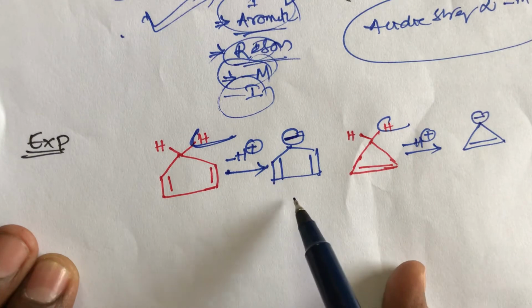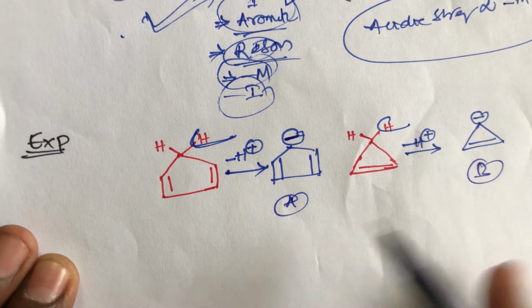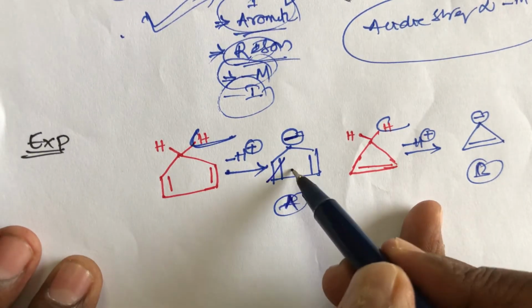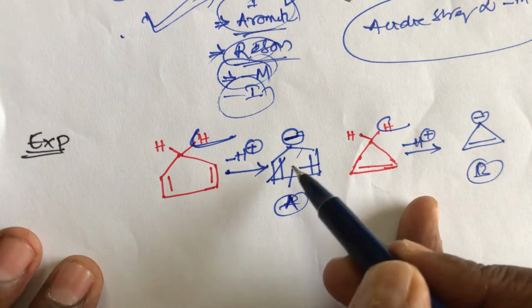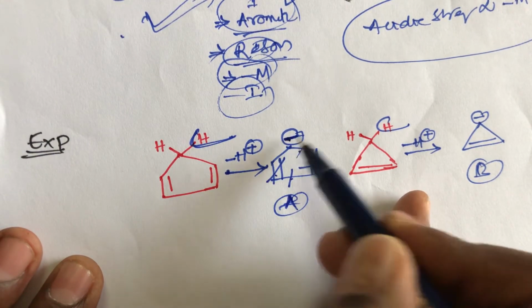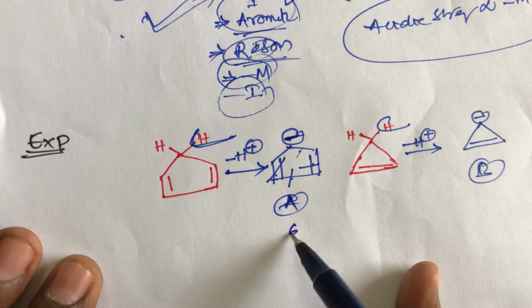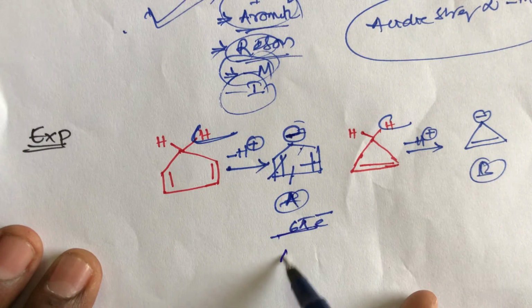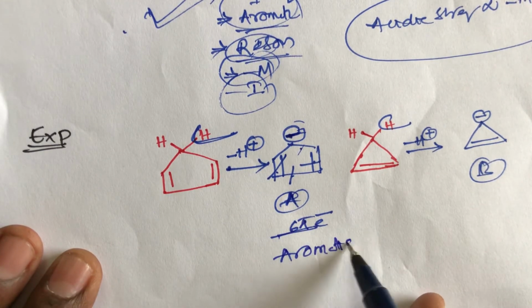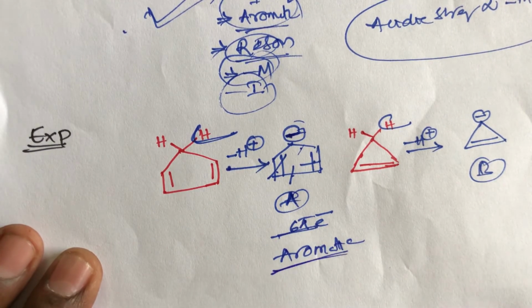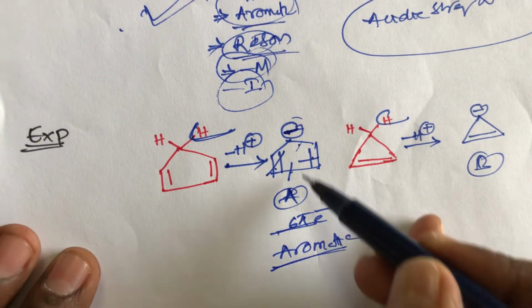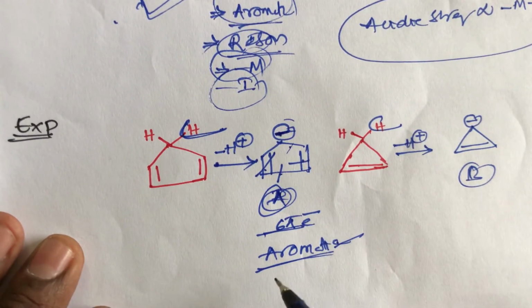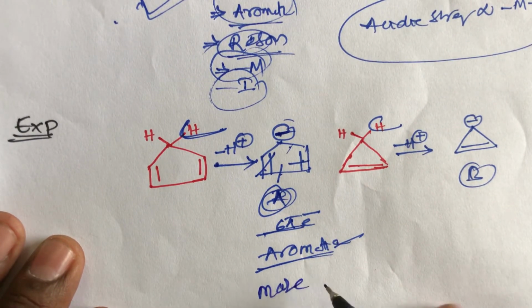So what about A and what about B? In the A compound, conjugation is there: double bond, single bond, double bond, single bond, with a negative charge. How many pi electrons are there? Six pi electrons are present in the first compound. The six pi electrons belong to an aromatic compound, so this is aromatic in nature. So compound A has aromaticity, and that's why aromatic compounds are always more acidic.